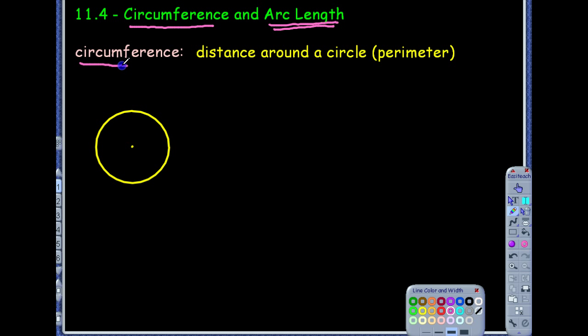We know circumference is basically the distance around a circle. Another way of saying that, it's just like the perimeter of a circle. The reason why you don't use perimeter instead of circumference is because perimeter is usually attached to a polygon. So when we add the side length, there's no side length. Exactly. So we need to know an actual formula to find the circumference.